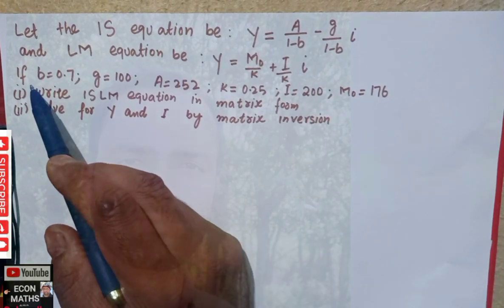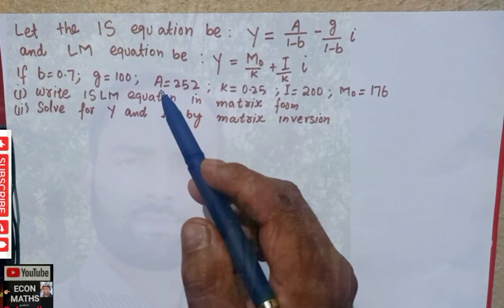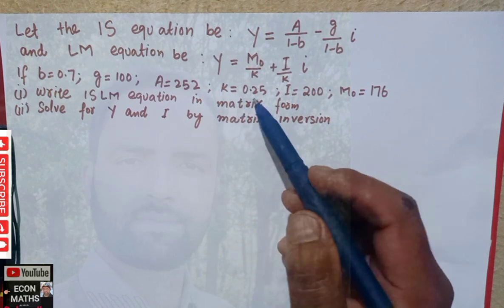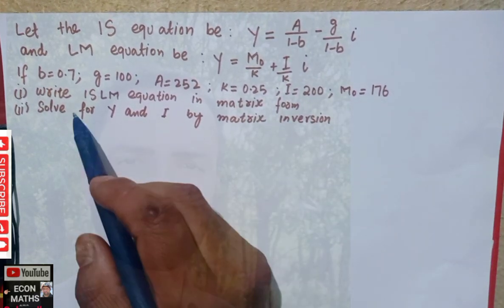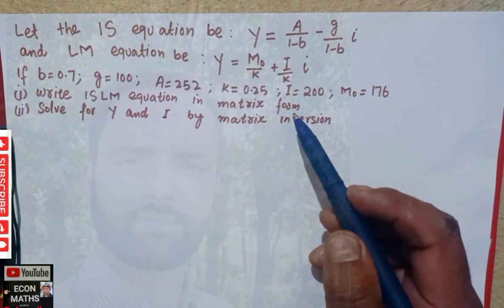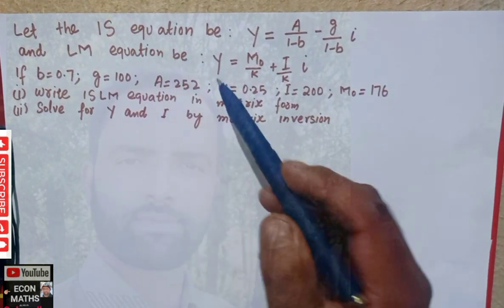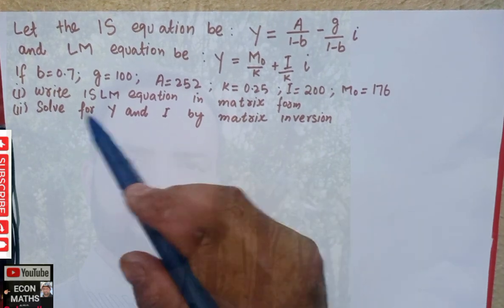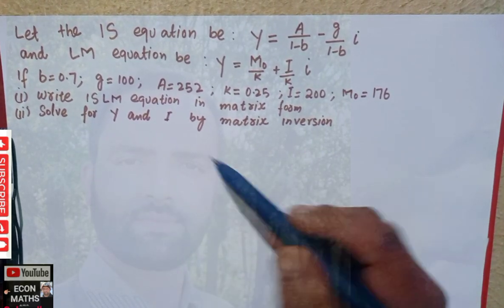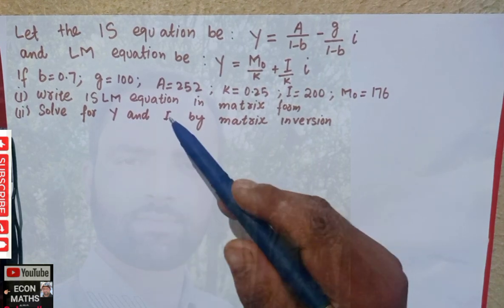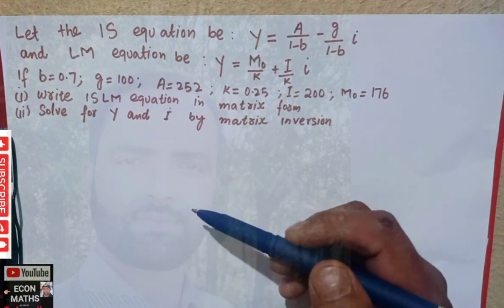The question tells us if b is equal to 0.7, g is 100, a is equal to 252, k is equal to 0.25, I is 200, m naught is 176. Write the IS LM equation in matrix form. We have to write this IS and LM equation in matrix form, and subsequently we have to solve for y and i by matrix inversion. We have to find the equilibrium level of income and interest rate using matrix inversion.